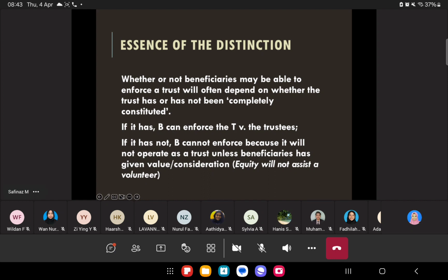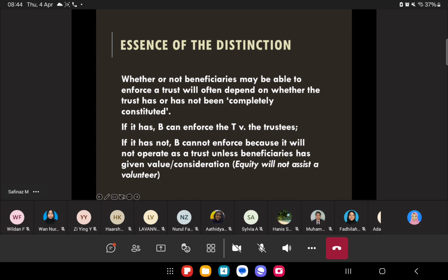Okay. So kita dah nampak what is incompletely constituted trust, apa yang perlu dilakukan oleh settler. Kita dah tengok dua situasi berbeza apabila settler owner at law and equity, dan apabila settler owner only in equity. So kenapa pentingnya amanah itu lengkap? Okay.